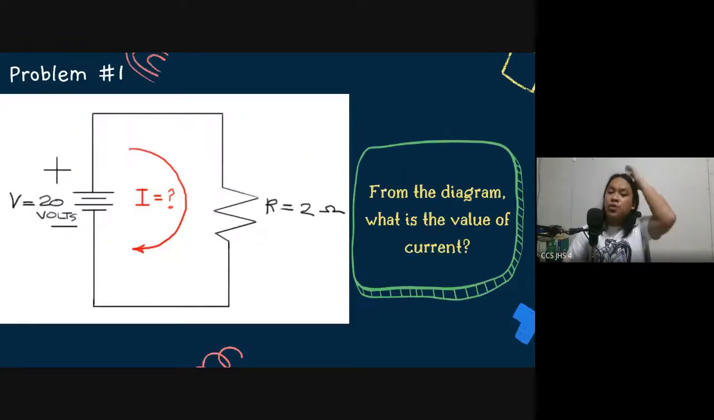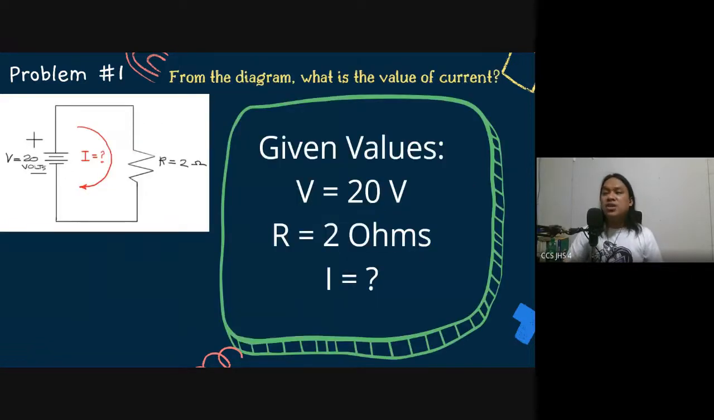So we have here problem number 1. By the way, this is what we call a circuit diagram. We will know circuits later on. Okay, so we have here a circuit diagram with the following given values. We have 20 volts, that is for our voltage. Then we have 2 ohms, which is the value of our resistance. So we are being tasked to look for the value of our current. Okay, so there you go. Voltage is equal to 20 volts, resistance is equal to 2 ohms. So we are going to solve for the current, I.